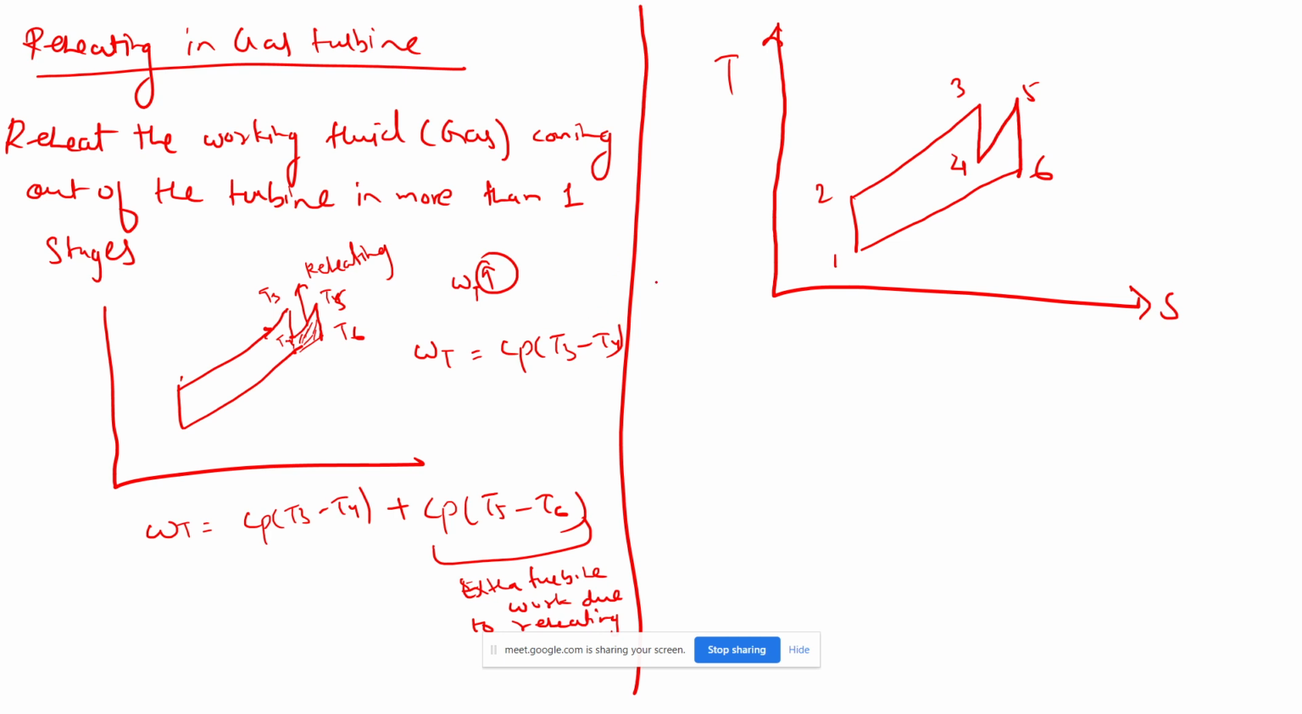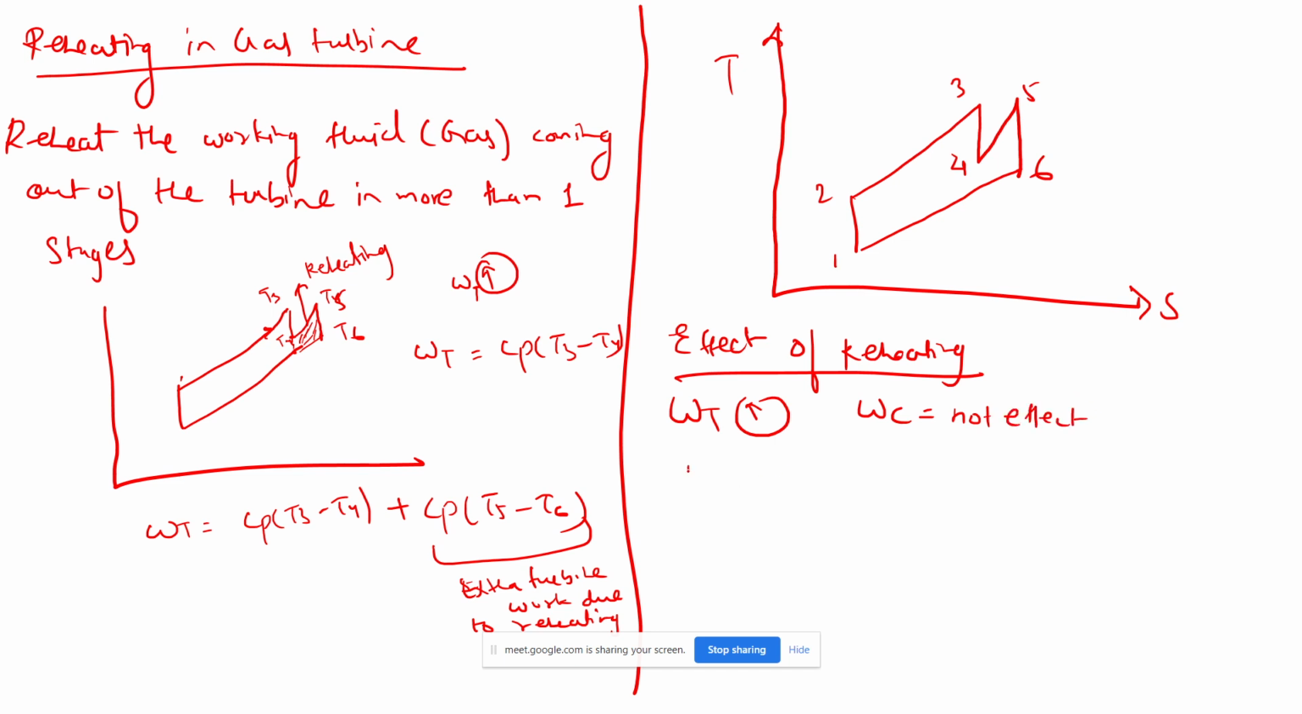So what will be the effects of this reheating on all the parameters which we have discussed? Effect of reheating: what will be its effect on turbine work? It will increase. Compressor work remains the same, no effect. Third, net work output increases, because turbine work increases. And the fourth one is heat addition.